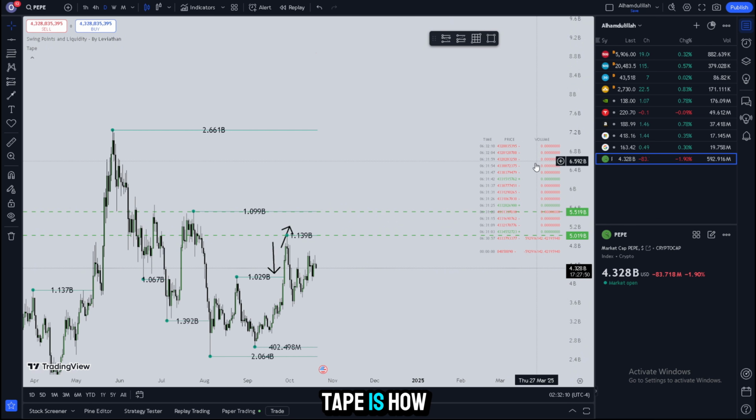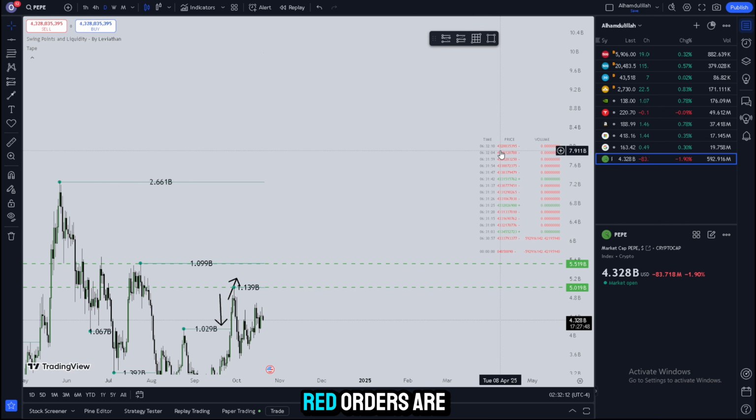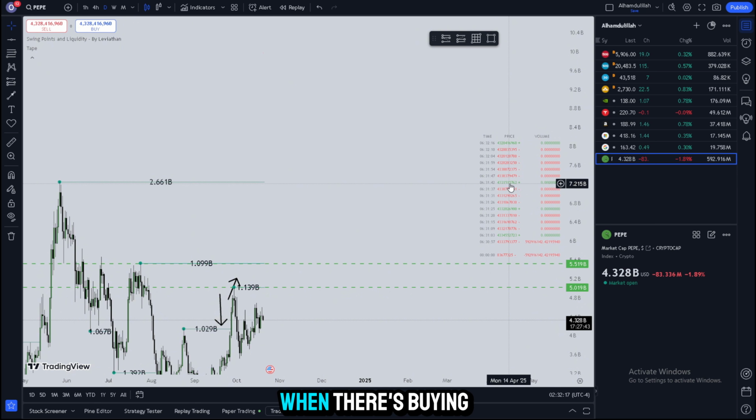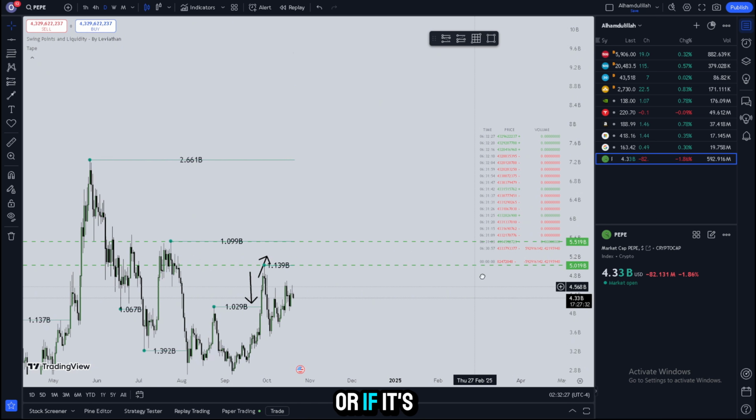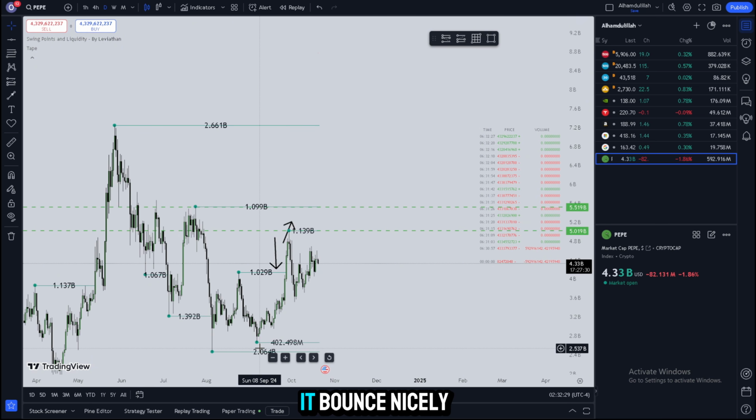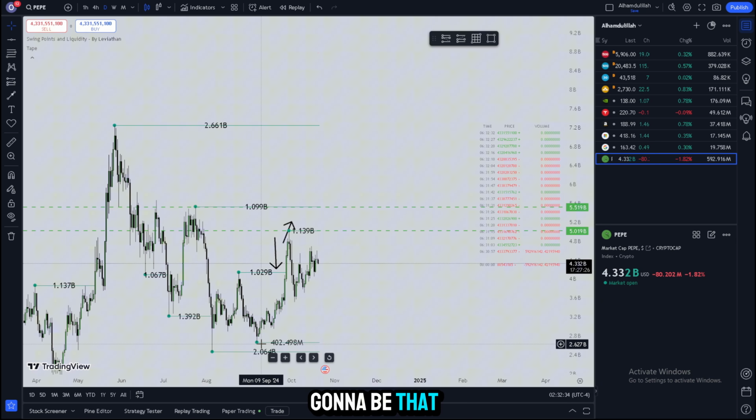Okay, this is the tape. This is how the tape is going to look, by the way. Red orders signify when there's selling coming in, and green orders signify when there's buying coming in. So if you see a long stream of red orders, you're probably going to get in for a short setup or a short reversal. And if you see a long stream of green orders, then you're going to get in for a long setup, or if it's an area of support, you're going to see it bounce nicely for a support setup, right? So that's going to be that.